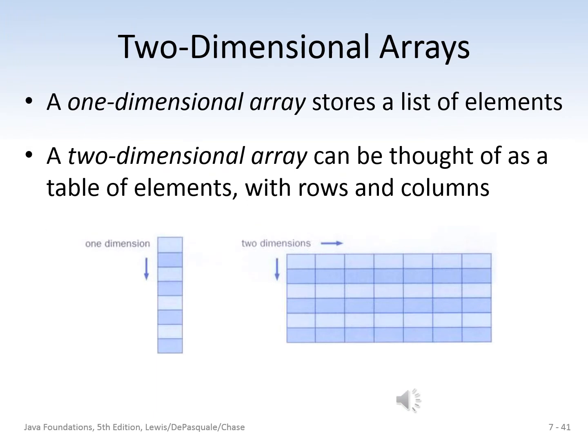All of the arrays we've discussed so far are one-dimensional arrays. They have a single list of indexed locations, and it stores a list of elements. A two-dimensional array can be thought of as a table of elements with rows and columns. It is an array of arrays.